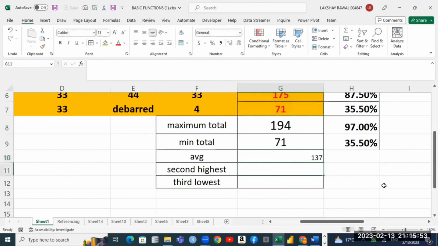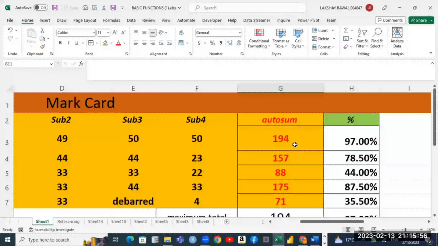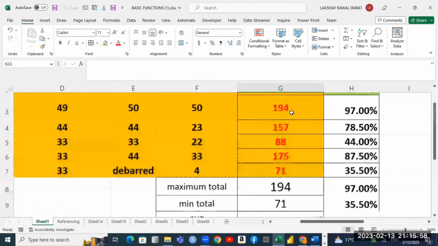Okay. Then next, interesting. Which is the second highest? It is written second highest value. Which is the second highest value?